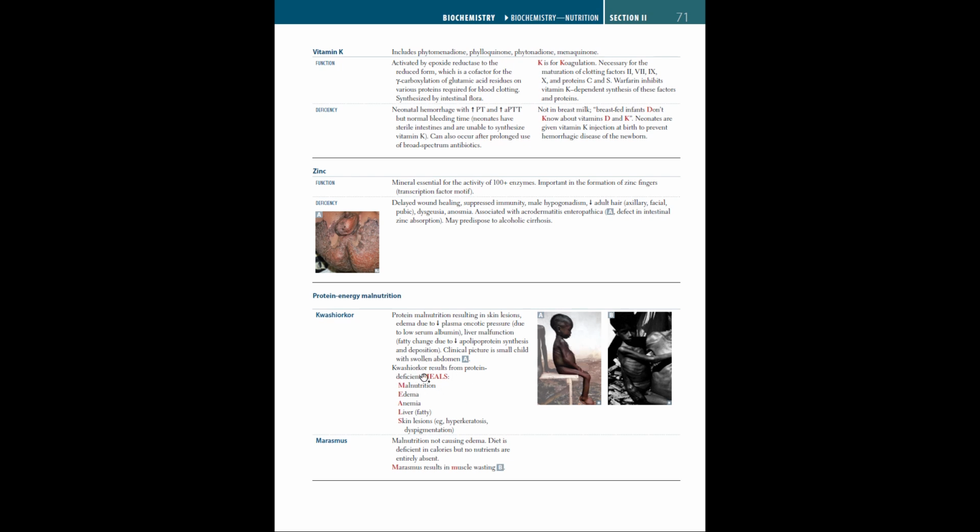Now, kwashiorkor results from protein deficient meals, or MEALS. M standing for malnutrition, E for edema, A for anemia, L for liver, fatty liver, S for skin lesions, like hyperkeratosis and dyspigmentation. Now, marasmus is malnutrition not causing edema, and the diet is deficient in calories, but no nutrients are entirely absent. So as you can see here, marasmus results in muscle wasting, seen in this picture. So kwashiorkor is protein malnutrition, whereas marasmus is malnutrition of deficit in calories.